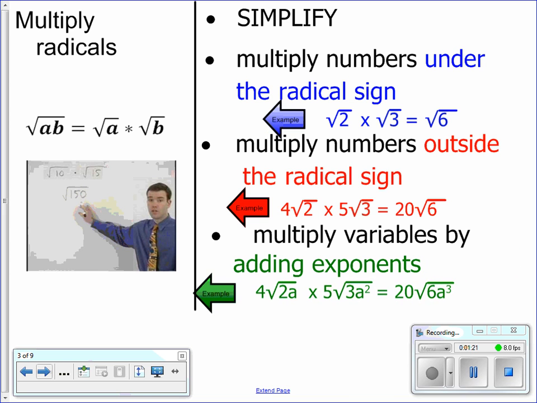When we multiply variables, remember that we add the exponents. So 4 square root 2a times 5 square root 3a squared: 4 times 5 is 20, 2 times 3 is 6, and a times a squared is a to the third.